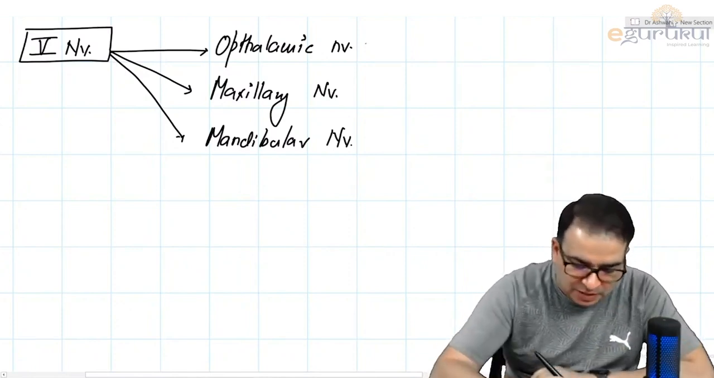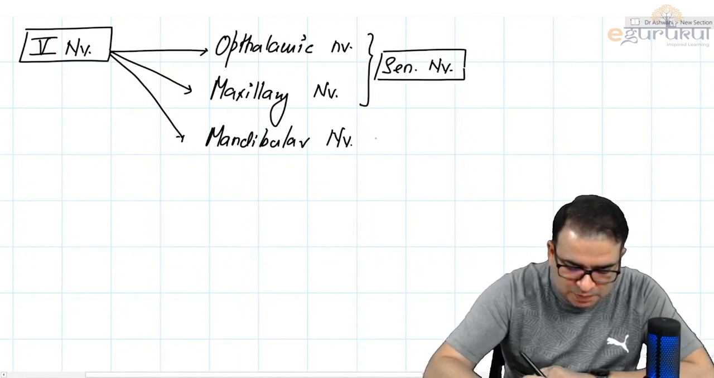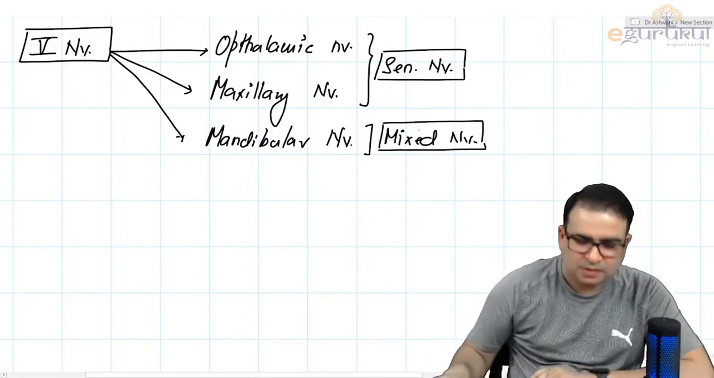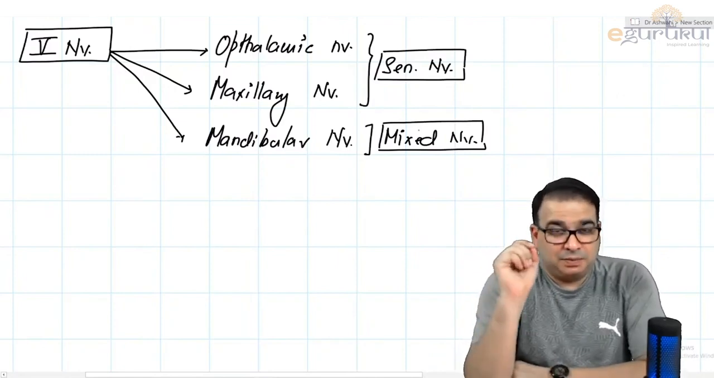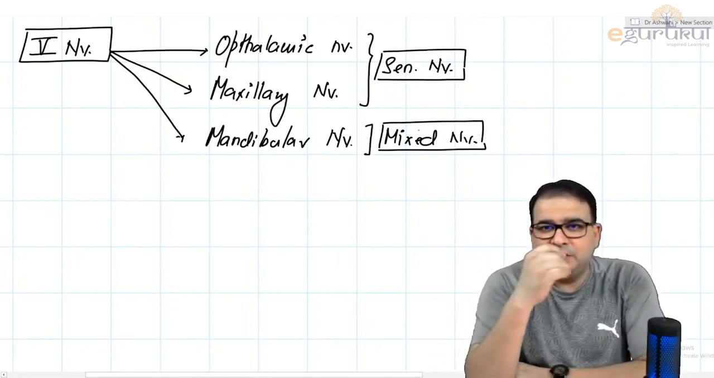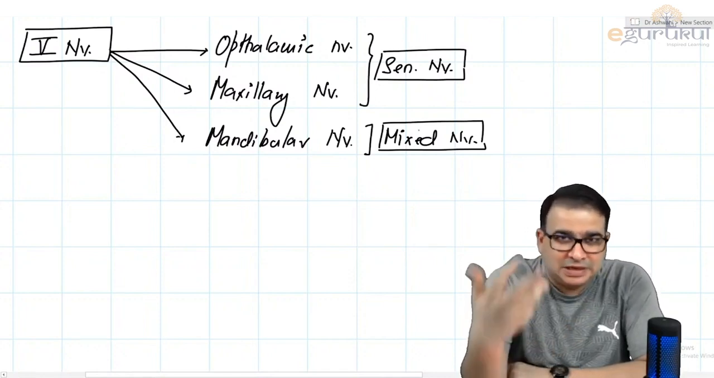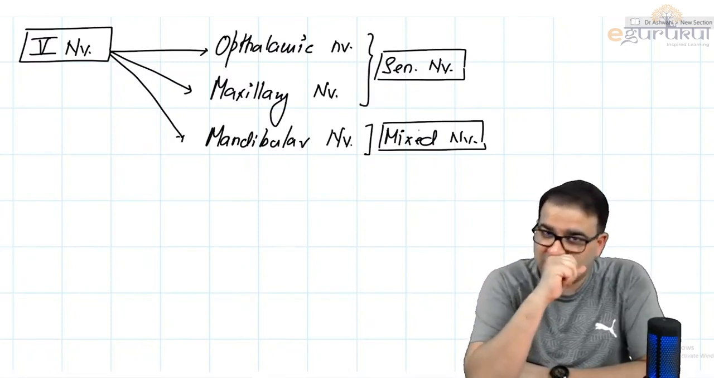Okay, ophthalmic nerve and maxillary nerve, please note that these are purely sensory nerves, whereas the mandibular nerve is a mixed nerve. So ophthalmic and maxillary will principally just take the sensation, and the mandibular nerve is the one which is a mixed nerve. It has some sensory function also, and some motor function also.